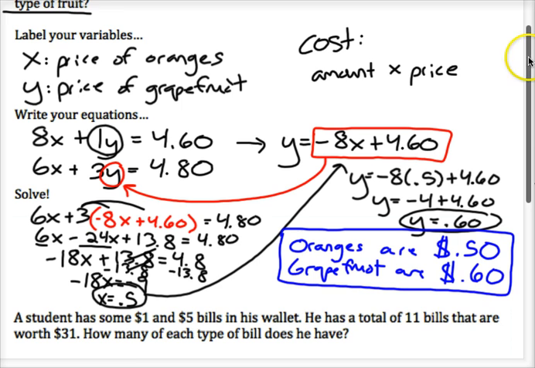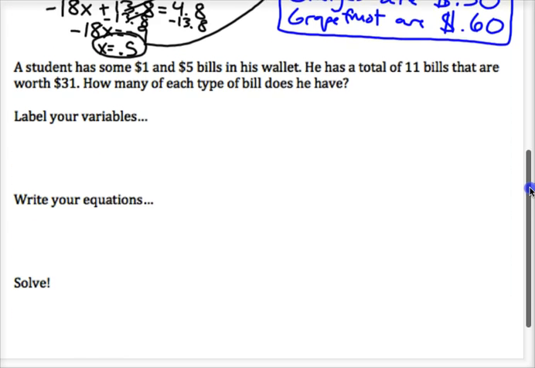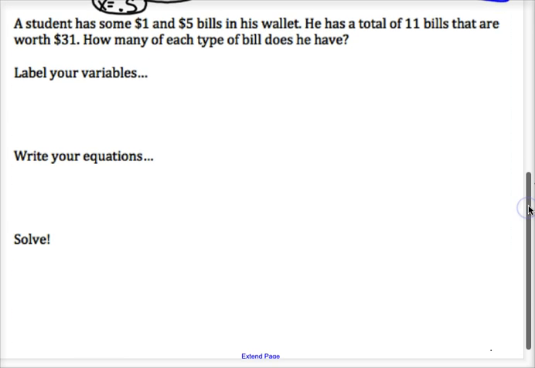All right, let's construct our next equation. So for our next example, a student has some $1 bills and $5 bills in his wallet. He has a total of 11 bills that are worth $31. How many of each type of bill does he have?